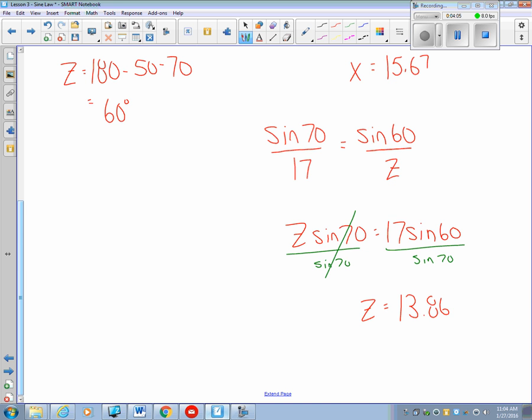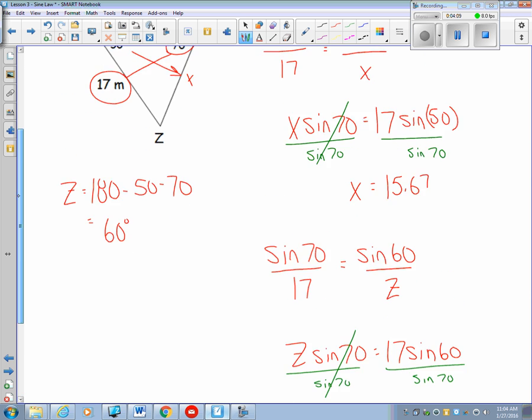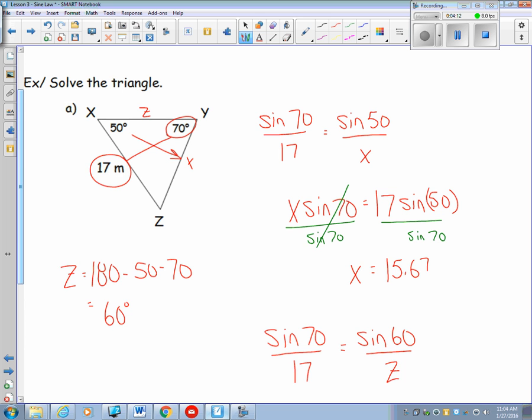And then you've found x. You solved the entire triangle. That's how you solve missing sides. Okay. If you look at the second one, same sorts of ideas.